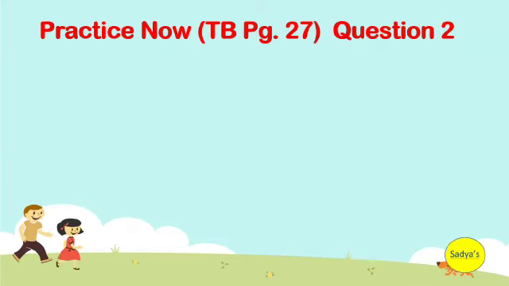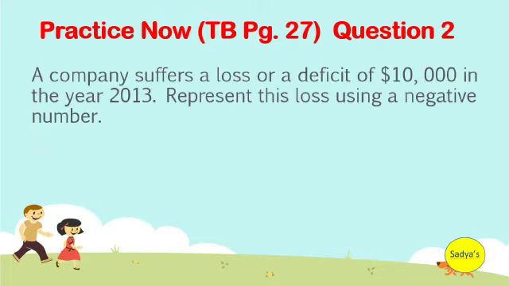Let's look at one part of question number 2 of practice now given on textbook page number 27. A company suffers a loss or a deficit of $10,000 in the year 2013. Represent this loss using a negative number. As we can see, the word loss or deficit is a negative word. So it can be mathematically written as negative $10,000. Now try the remaining parts of the practice now yourself.